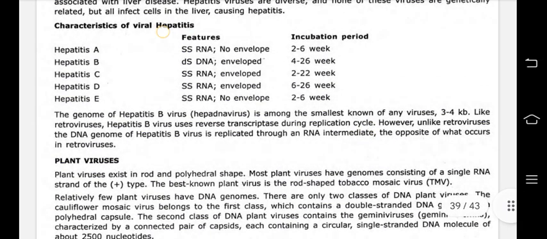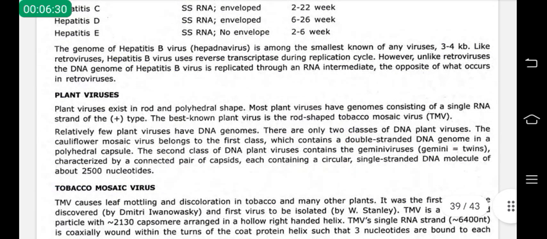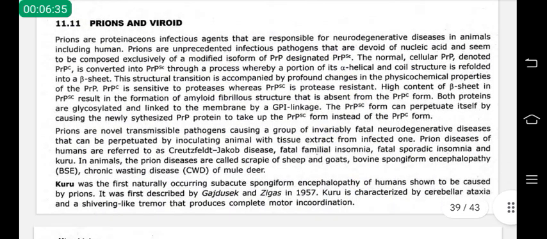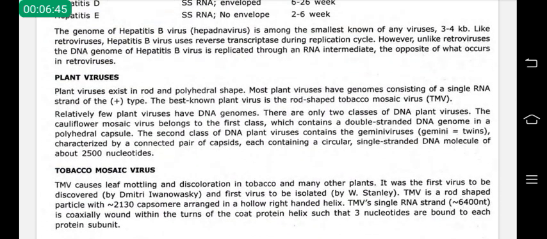And plant viruses. So, the genome of hepatitis B virus is among the smallest known of all viruses. However, unlike retroviruses, the DNA genome of hepatitis B virus is replicated through an RNA intermediate, the opposite of what occurs in retroviruses. So plant viruses are also there, like tobacco mosaic virus, and prions and viroids. Prions are proteinaceous infectious agents that are responsible for neurodegenerative diseases. So, I skipped the plant viruses part.